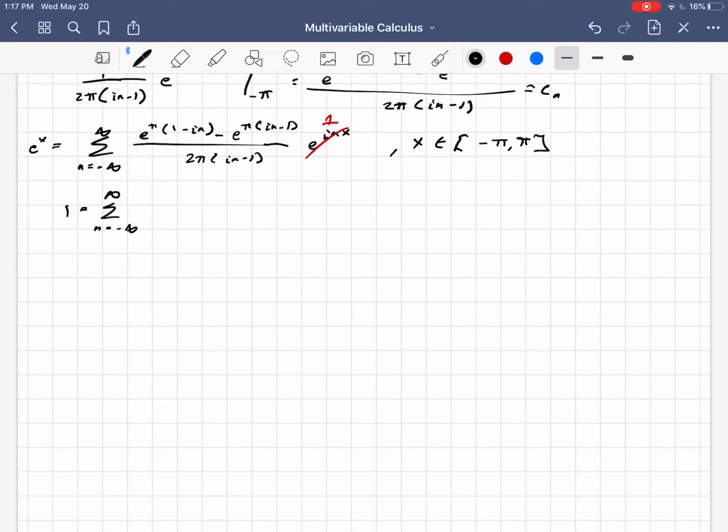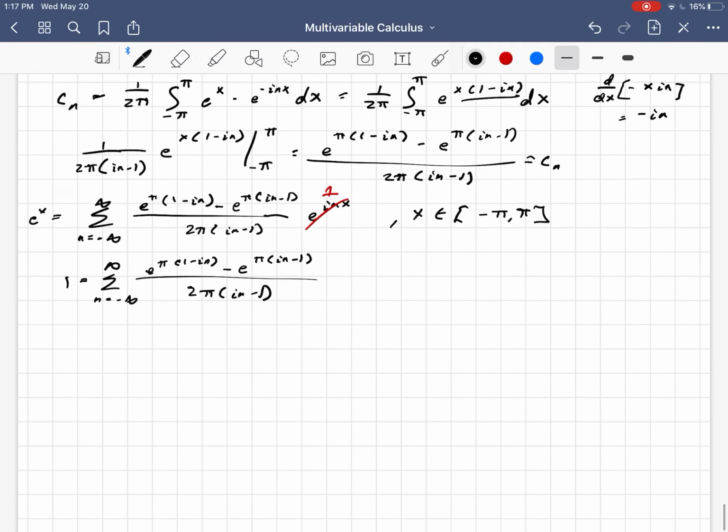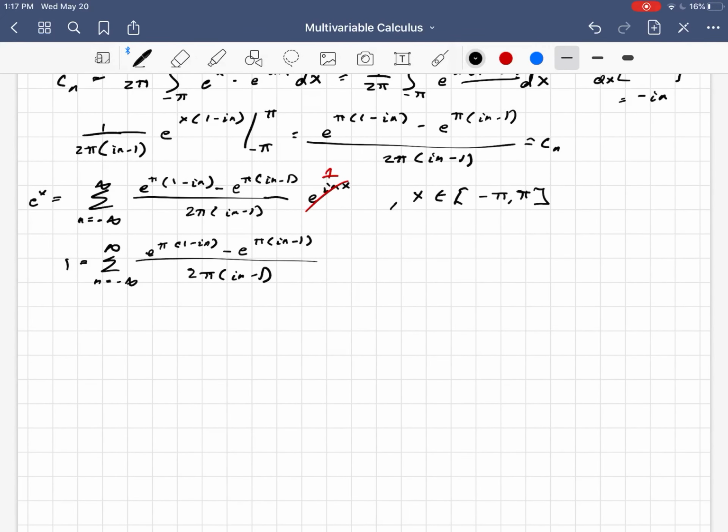And now we can say that 1 is equal to the sum from n equals negative infinity to infinity of e to the pi times 1 minus i n minus e to the pi times i n minus 1, over 2 pi times i n minus 1. And we can fool around with this a little bit more, right? So we can write that that's the same thing as the sum from n equals negative infinity to infinity of, we can write e to the pi times, right?